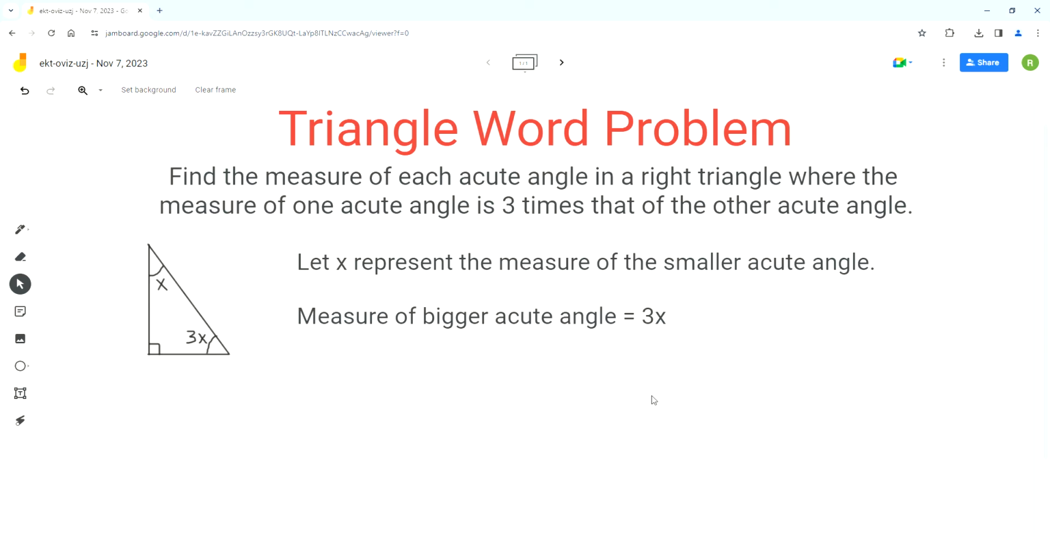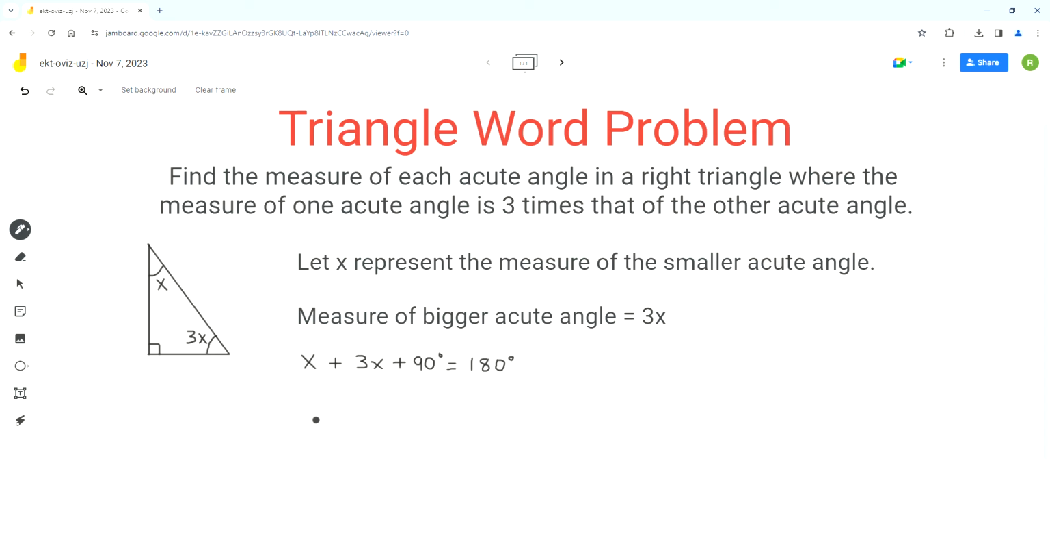Now we can write an equation for this variable. So we know that the sum of angles in a triangle is equal to 180 degrees. So our equation will be x plus 3x plus 90 degrees equals 180 degrees. This is a right angle triangle. So one of the angles is 90 degrees and the other two are the acute angles. Now we have to solve this equation to find the value of x.